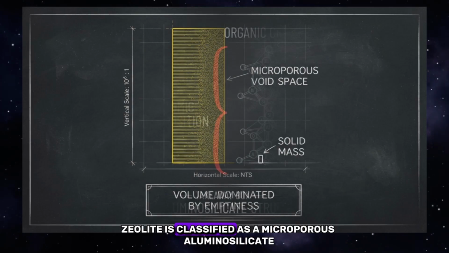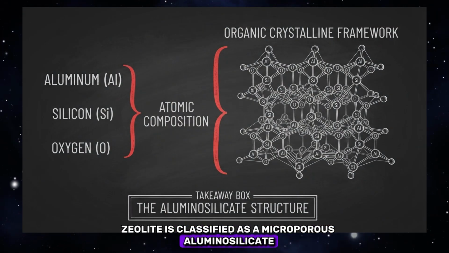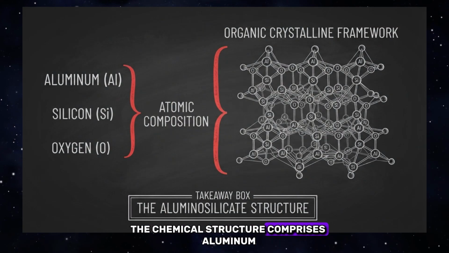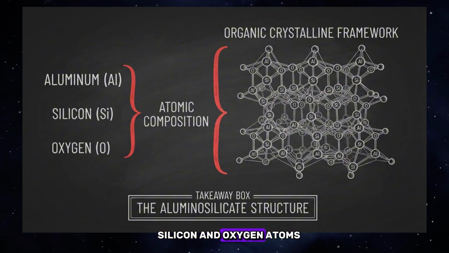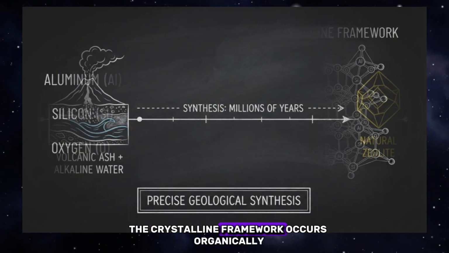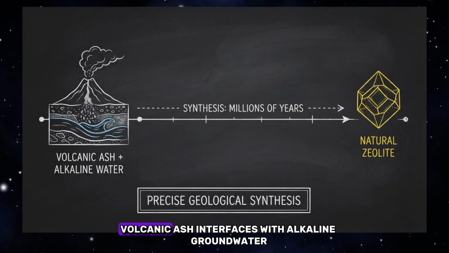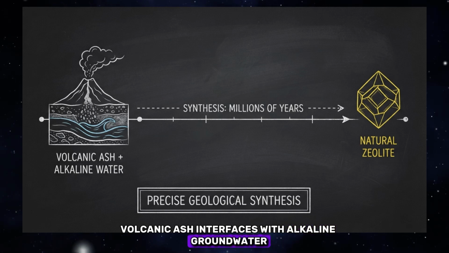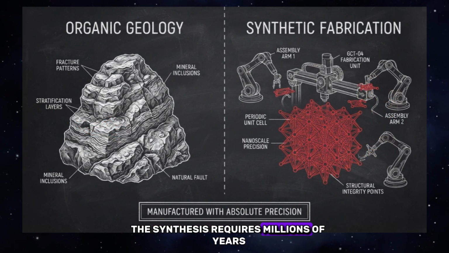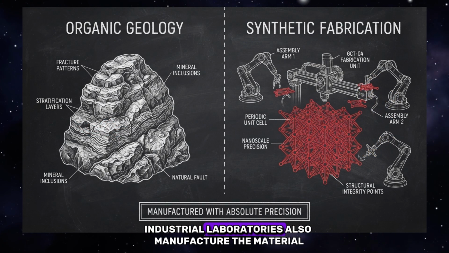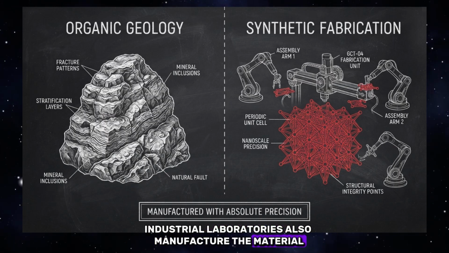Zeolite is classified as a microporous aluminosilicate. The chemical structure comprises aluminum, silicon, and oxygen atoms. The crystalline framework occurs organically in precise geological zones. Volcanic ash interfaces with alkaline groundwater. The synthesis requires millions of years. Industrial laboratories also manufacture the material synthetically.